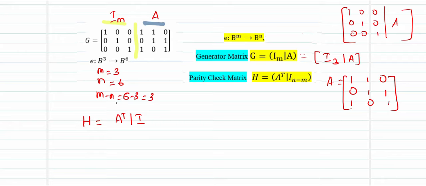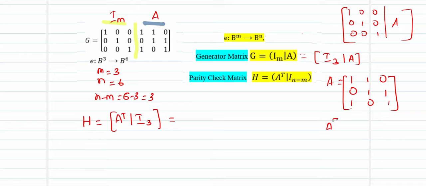What is N minus M? N is going to be the bigger quantity. So N minus M is going to be I3. So I am going to fix my A transpose first and then append it with I3 next. So what is going to be A transpose?